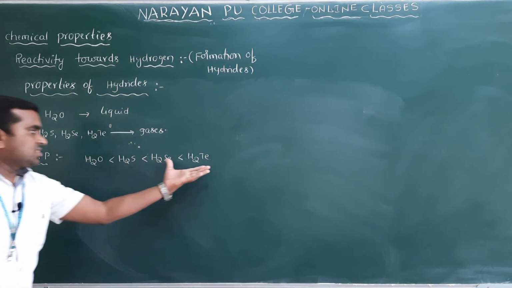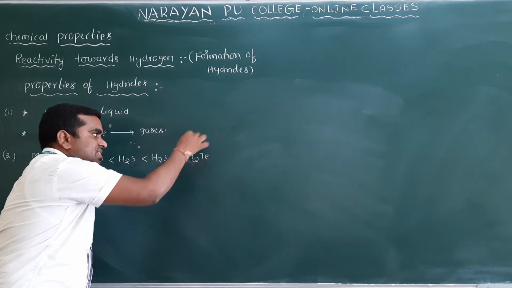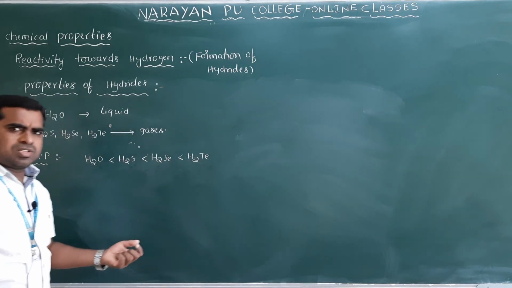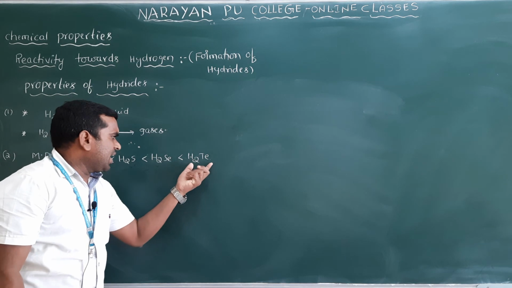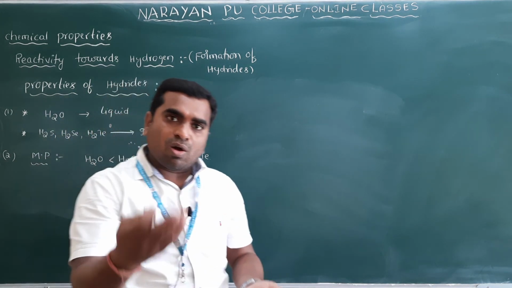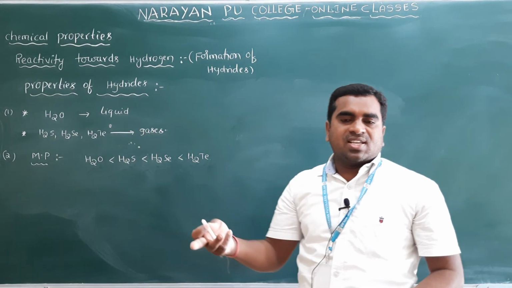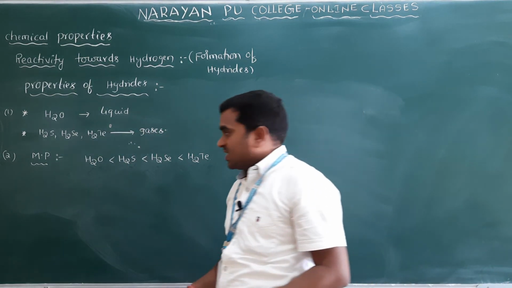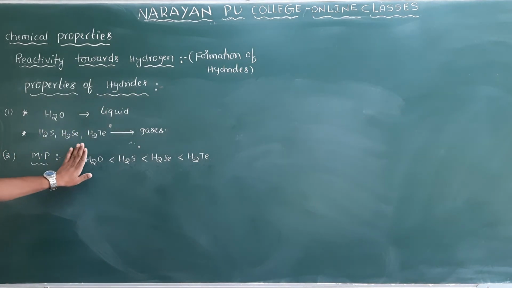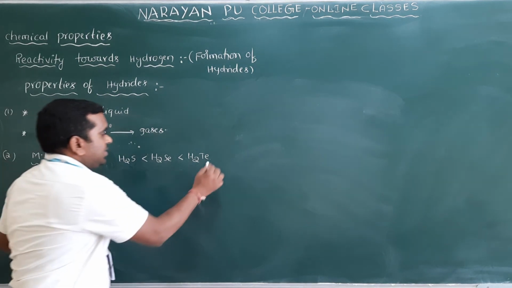Why? Because the molecule is bigger in size compared to H2O. Calculate the molecular mass, and you will get the highest molecular mass for this one. As the molecular mass increases, van der Waals forces also increase, then melting and boiling points increase. This should be the order actually. But what is the order here is this order.